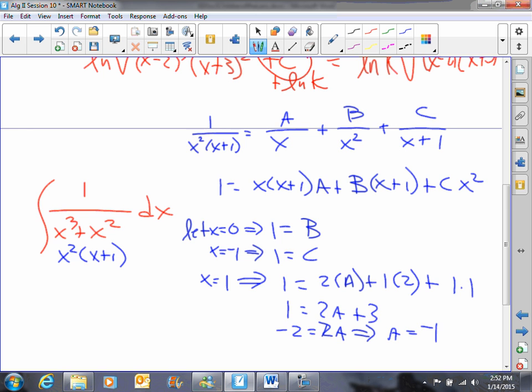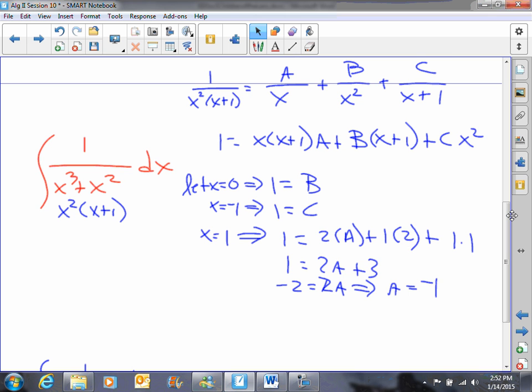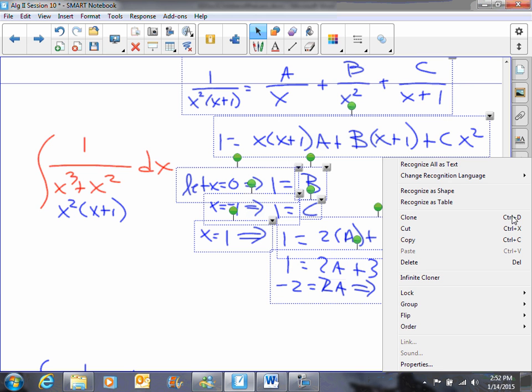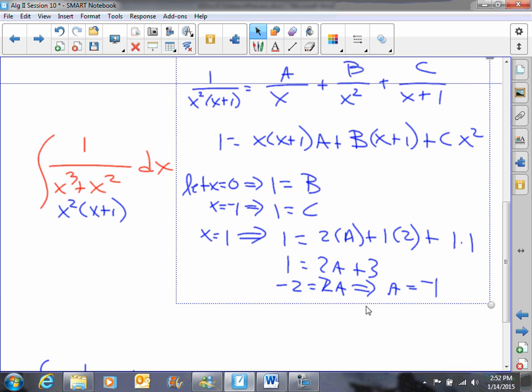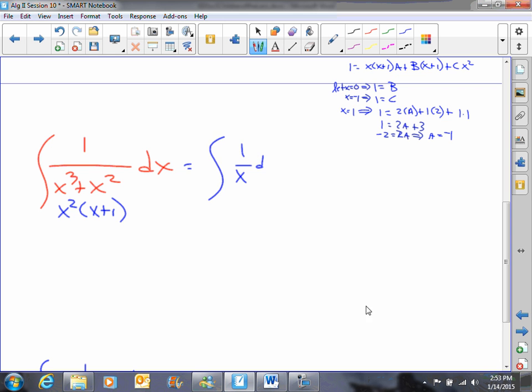So -2 is equal to 2a, which gives us a equals -1. Now what that allows us to do is to rewrite this. I'm going to have to shrink this down a little bit so I have room here. So this allows us to rewrite this as the integral of 1 over x dx plus the integral of 1 over x squared dx plus the integral of 1 over x plus 1 dx.